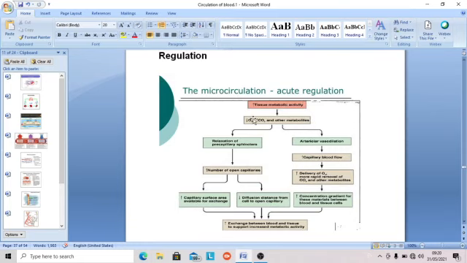How is the microcirculation regulated? Acute regulation is by tissue metabolic activity. That is very important. Decreased oxygen level, increased CO2 and other metabolites cause relaxation of the precapillary sphincter and arterial dilatation. Arterial vasodilatation and relaxation of the precapillary sphincter will lead to an increased number of open capillaries.